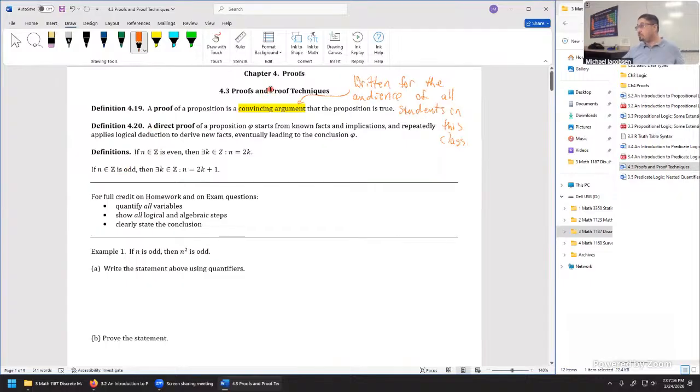And when it says we're looking into proofs and proof techniques, the first major proof technique we're looking into is the direct proof. It says the direct proof of a proposition starts from known facts, whatever they might happen to be, and implications, repeatedly applies logical deduction to derive new facts, eventually leading to a conclusion phi.